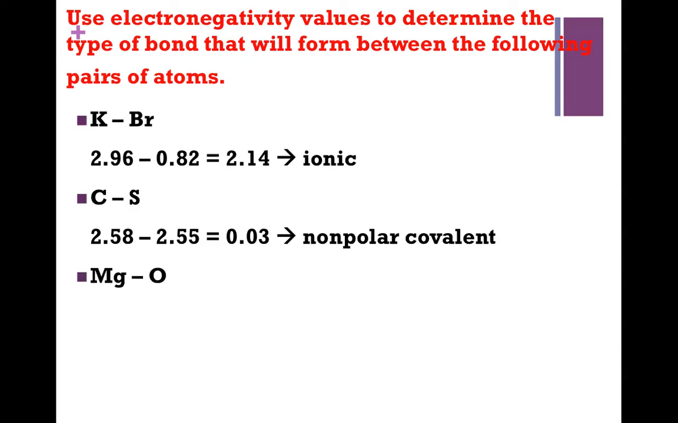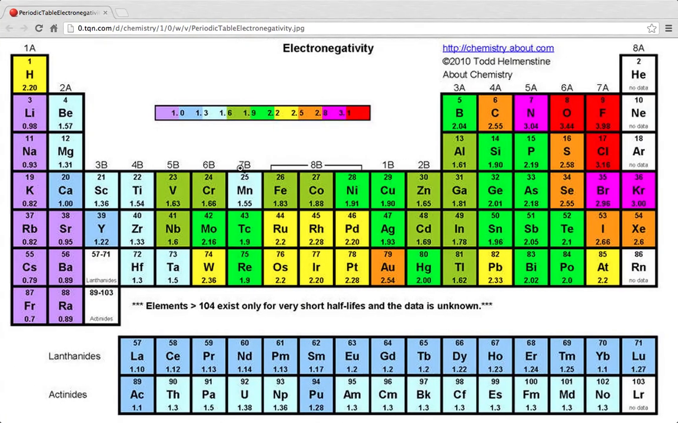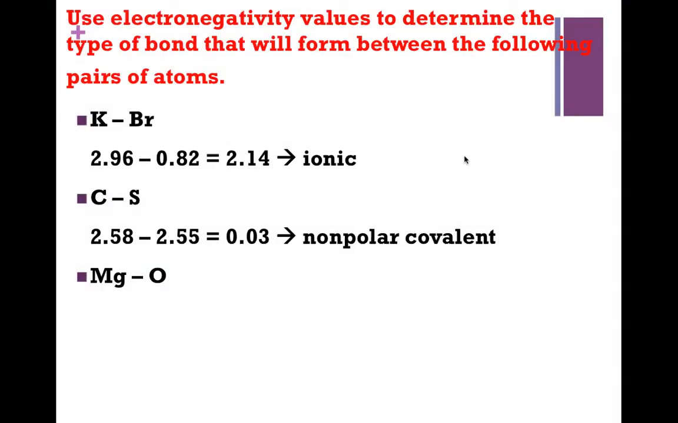Let's do another example. This time I want you to try to do this on your own. You can just type in periodic table of electronegativities and you can find one. Okay, so you go to magnesium is 1.31, oxygen 3.44, and you get 3.44 minus 1.31 gives you a difference of 2.13, and that falls into the ionic category.